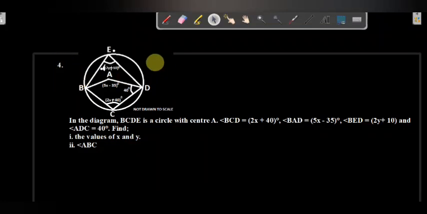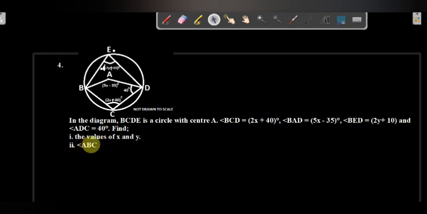So question 4, in the diagram, BCD is a circle with center A. Angle BCD is equal to 2x plus 40 degrees. BAD is equal to 5x minus 35. Angle BED is equal to 2y plus 10. And angle ADC is equal to 40 degrees. Find 1, the values of x and y.